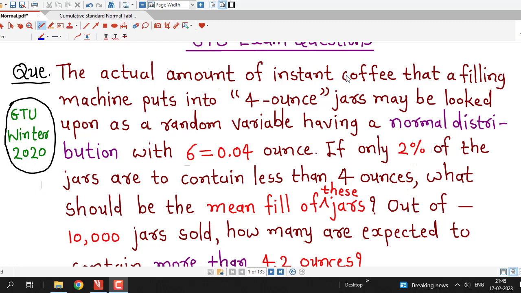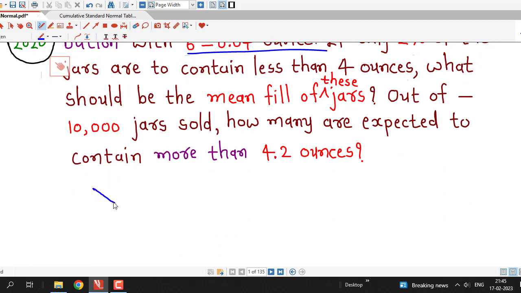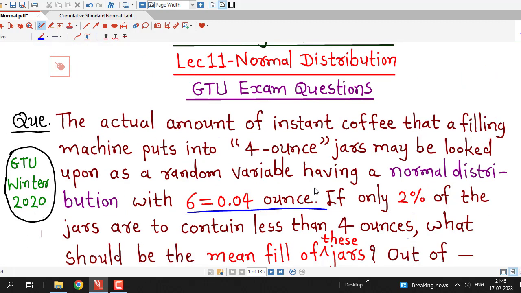The actual amount of instant coffee that a filling machine puts into 4-ounce jars may be looked upon as a random variable having a normal distribution with standard deviation equal to 0.04 ounce. Here the random variable given is the amount of coffee that can be filled in a 4-ounce jar. Amount of instant coffee is considered as a normal random variable.